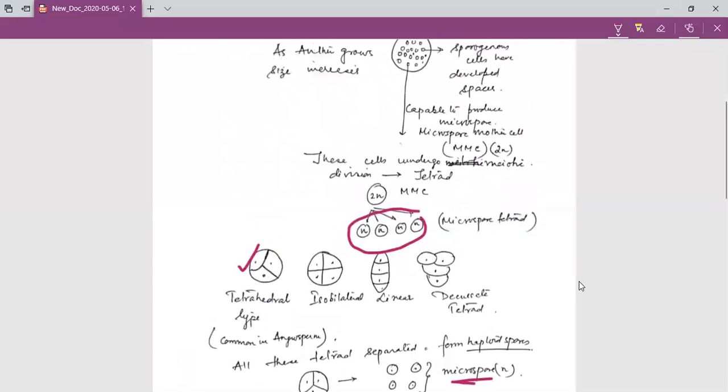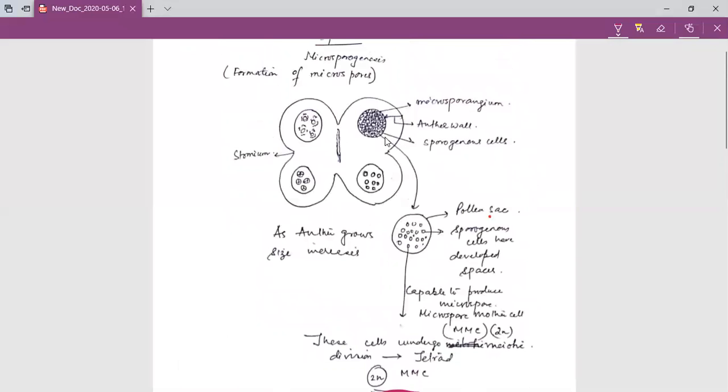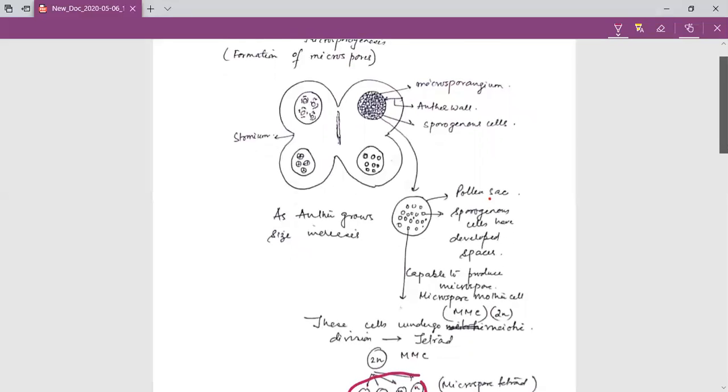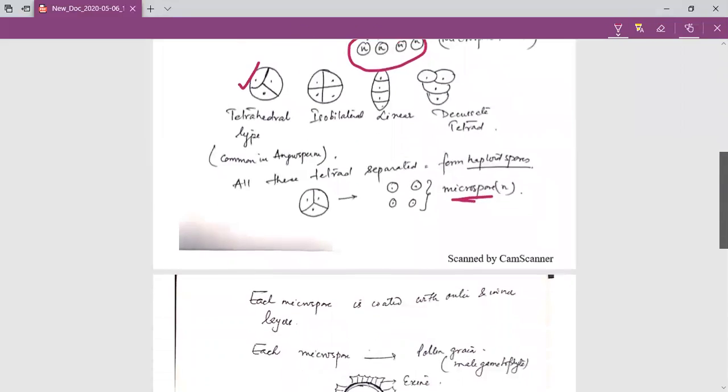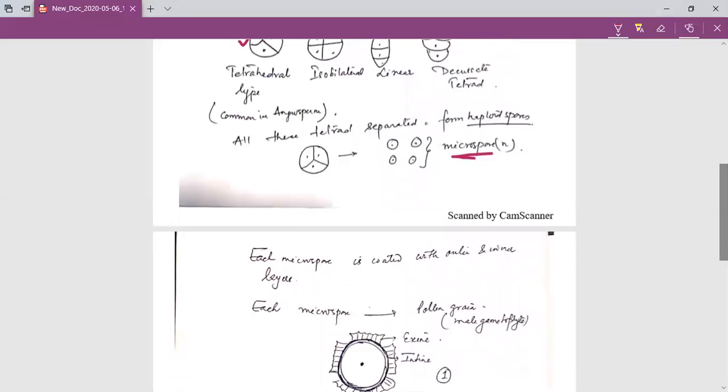Let's come back. We started from here. These are sporogenous cells. These become microspore mother cells. Then after that it forms the tetrahedral microspores. After the tetrahedral microspores are formed, they are still attached. Once they separate, they form 4 microspores. Now each microspore is coated with an outer and inner coat, and each microspore we call a pollen grain.